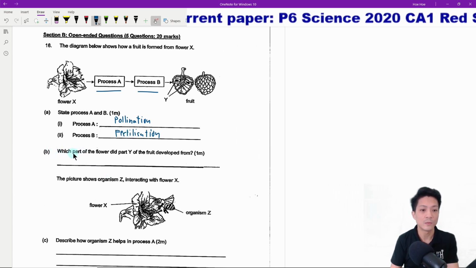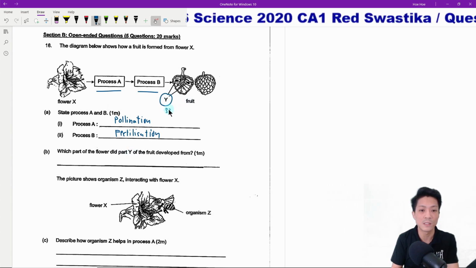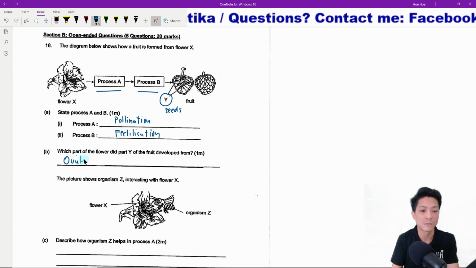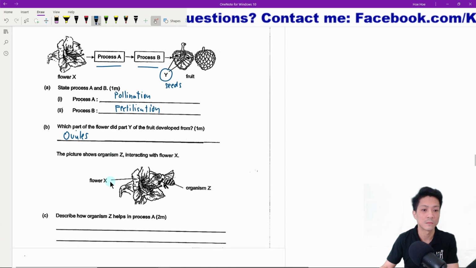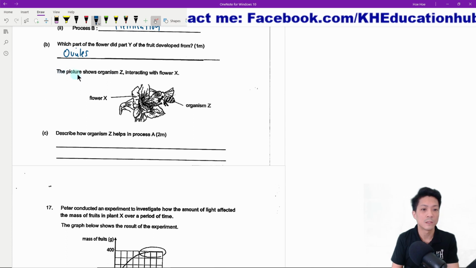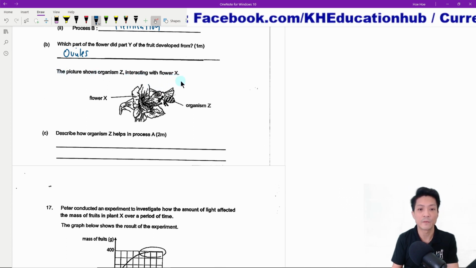Okay, for part B, which part of the flower did part Y of the fruit develop from? Part Y is the seeds, right? So they are developed from the ovules. Okay, the picture shows organism Z interacting with flower X. Okay, organism Z looks like a bee. Describe how organism Z helps in process A. Process A is pollination, right?